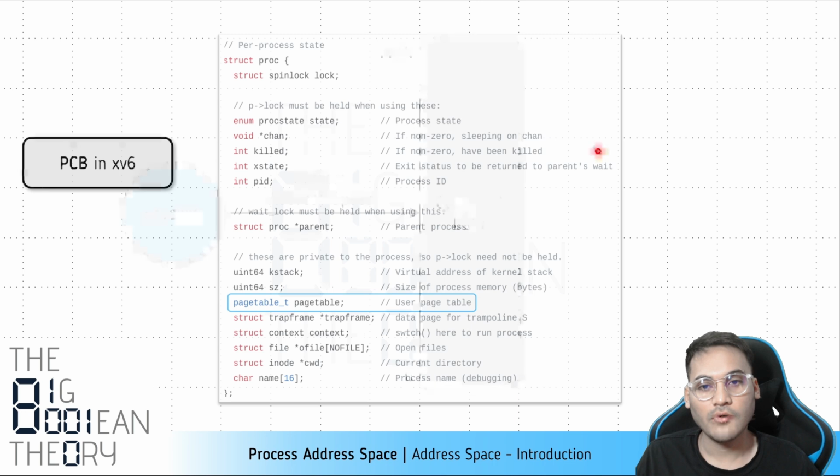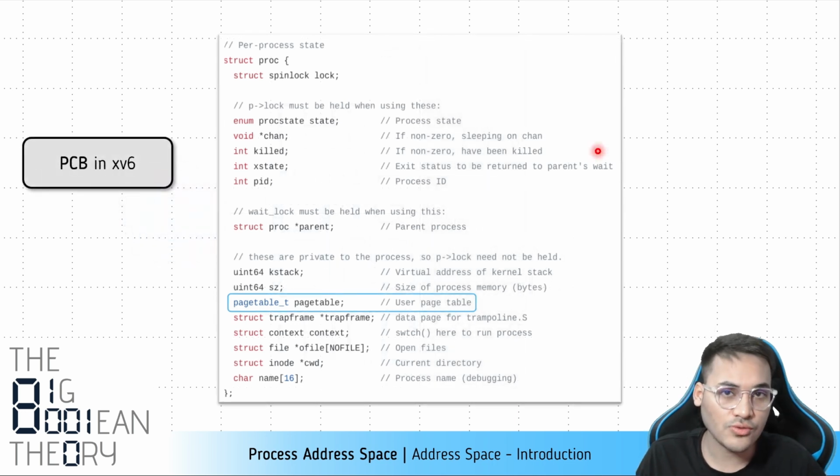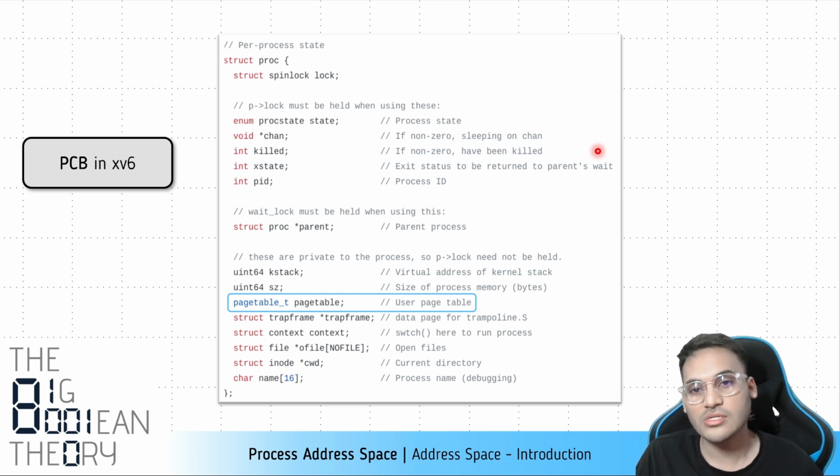Basically, for every process, there is a process control block. We have already talked about this in an earlier video where we studied how we represent a process. That is, all of the relevant pieces of information are collected into one data structure, which is called the process control block. This is the example process control block from the XV6 operating system. We have already seen this in an earlier video. So now let's see how we store the information related to the process address space.